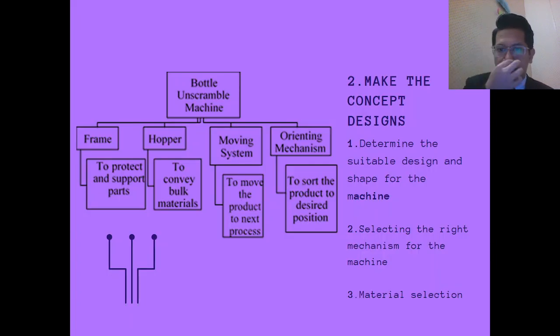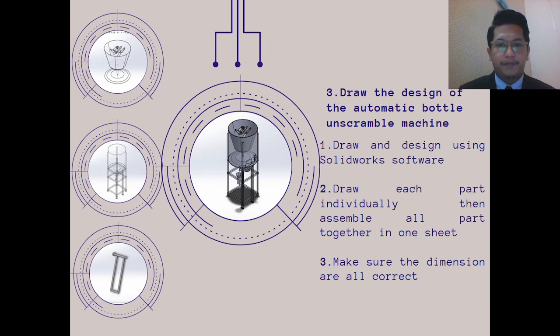When making the concept design, I have to determine the suitable design and shape for the machine, and consider the size and the area where the machine is going to be installed. Then I have to select the right mechanism for the machine, as a complex mechanism can make it hard for the user to use. Third is the material selection, which is important because it can affect the cost of the machine.